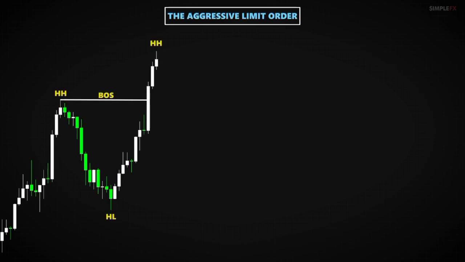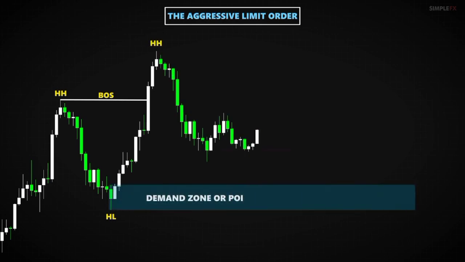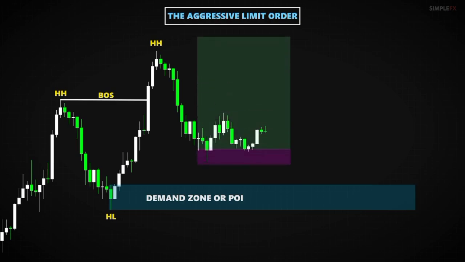At this point, you've done your analysis, found a strong POI, point of interest, and see clear signs of inducement building just before it. Maybe there's a clean structural low sitting right above your zone, which means liquidity is likely sitting there, perfect for smart money to take advantage.